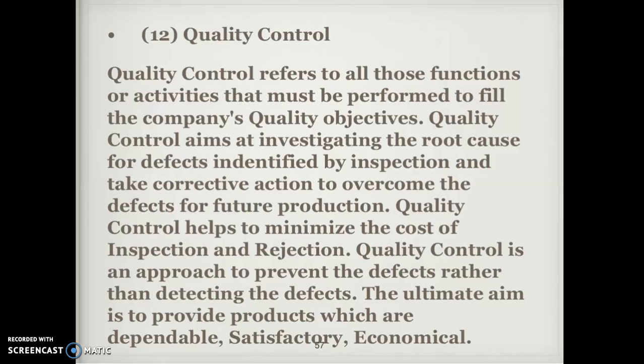Next is quality control. It refers to all those functions or activities that must be performed to fulfill the company's quality objectives. Quality control aims at investigating the root cause of defects identified by inspection and taking corrective action to overcome the defects in future production. Quality control helps to minimize the cost of inspection and rejection. It is an approach to prevent defects rather than detecting them. The ultimate aim is to provide products which are dependable, satisfactory and economical.